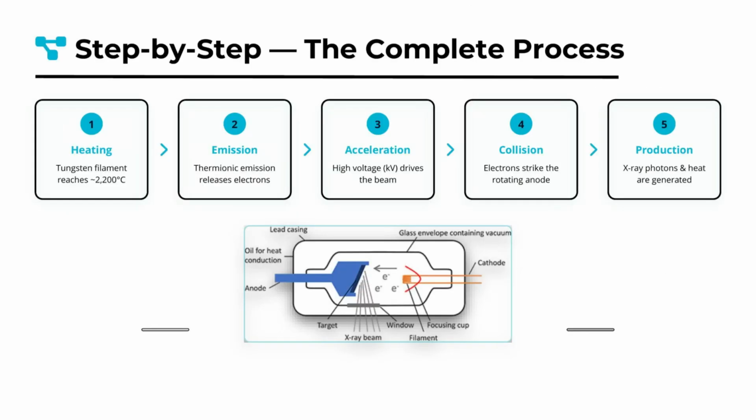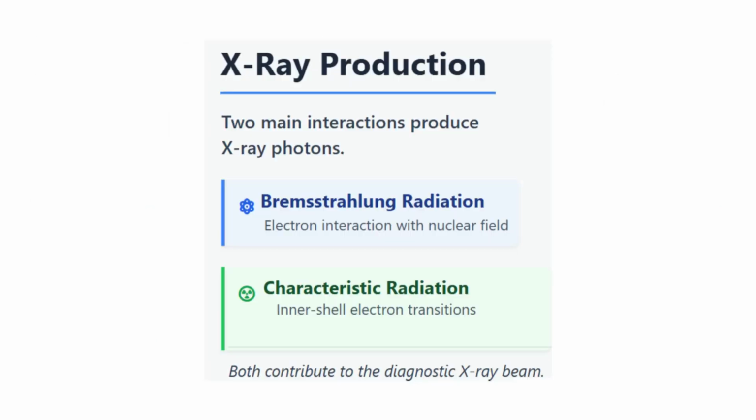beam. The process begins with heating the tungsten filament to approximately 2,200 degrees Celsius. This leads to thermionic emission, releasing electrons. High voltage then accelerates these electrons towards the rotating anode. Upon collision, X-ray photons and heat are produced, completing the process. Once the accelerated electrons strike the tungsten target, X-rays are primarily produced through two interactions, Bremsstrahlung radiation and characteristic radiation. Both interactions contribute to the diagnostic X-ray beam.